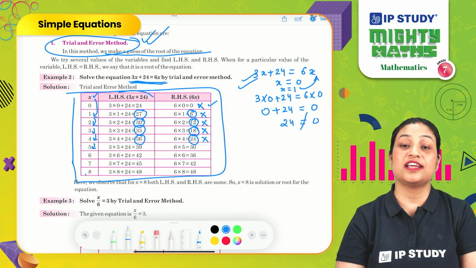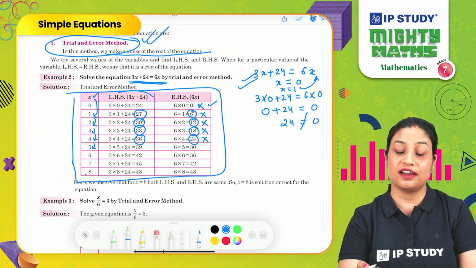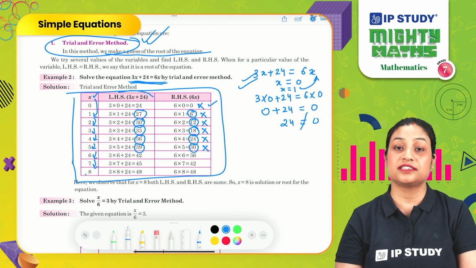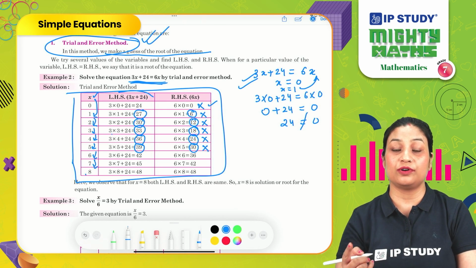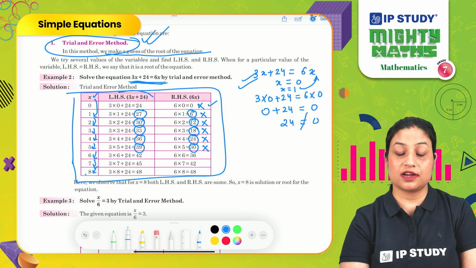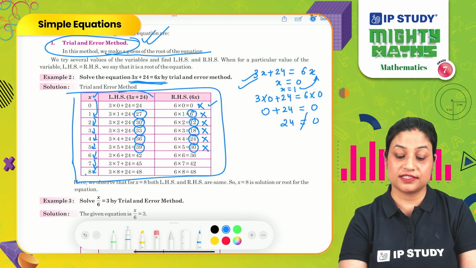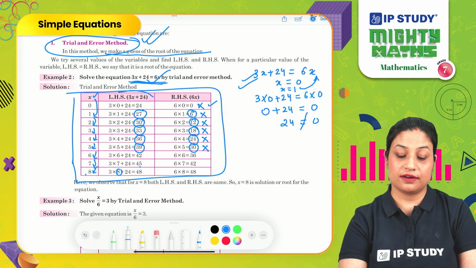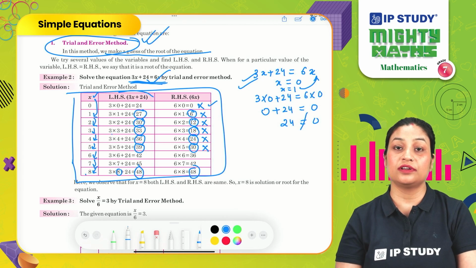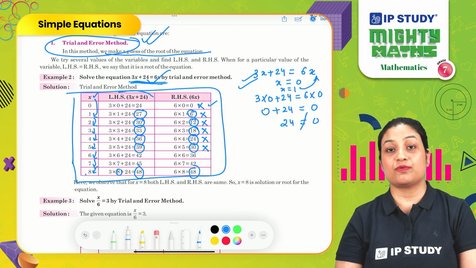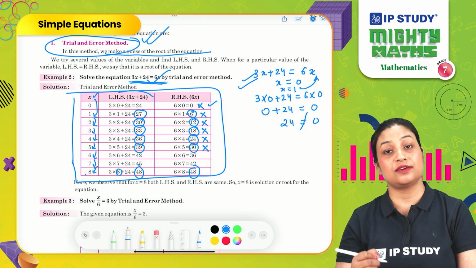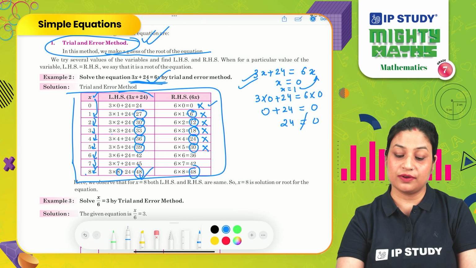When we move on to the next value, that is 5, on checking the left hand side and right hand side, again both are not equal. Again this value is also ignored, and we keep on trying until we get the left hand side and right hand side equal to one another. So according to this example, when I put x equals 8 in the given expression, I get right hand side and left hand side both equal to 48. As on putting x equals 8 in the given expression, the left hand side equals the right hand side, that is 48. Hence, I will consider this value as my result.